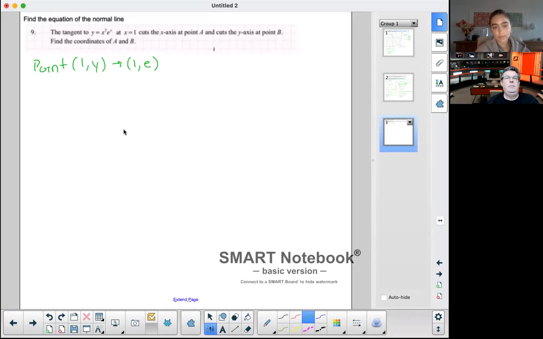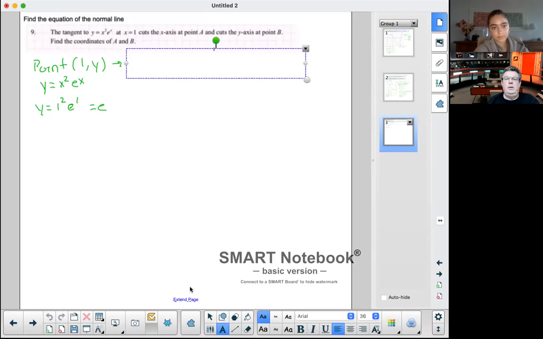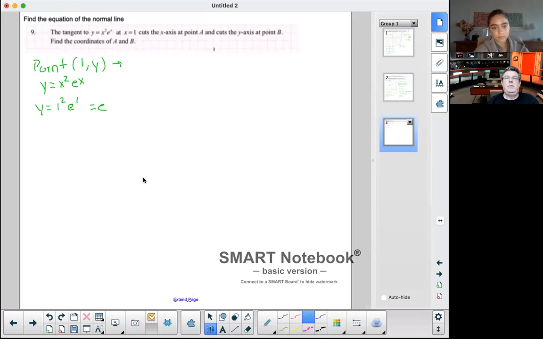Why is that? Because it's just 1 times e. Yeah, so y equals x squared e to the x. So y equals 1 squared e to the 1, okay, right? Yeah. Equals e. Okay, so the point is (1, e). Right? Yeah.